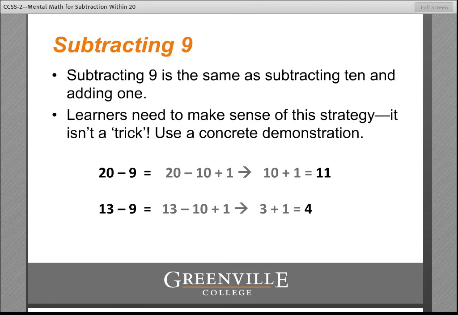But essentially, the strategy involves taking 10, subtracting 10, and adding back 1. So you can take any number where you're subtracting 9, subtract 10, add 1, and there you are. You're at your answer at that point in time. So we'll take a look at that in the next lesson.